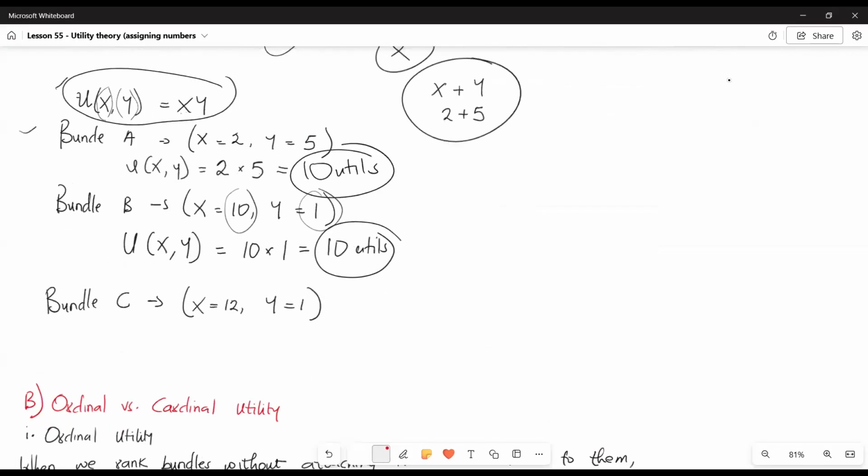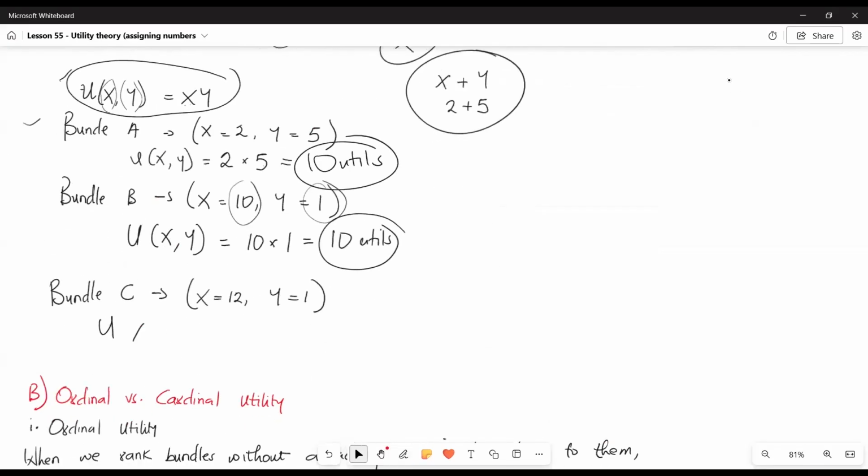If you were to calculate the utility that we get from the consumption of bundle C, we are going to have 12 times 1, which is 12 utils. You can immediately see that 12 is bigger than 10. So C gives the consumer a higher level of satisfaction as compared to A and B.